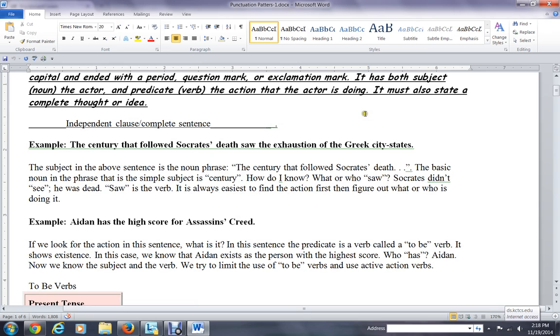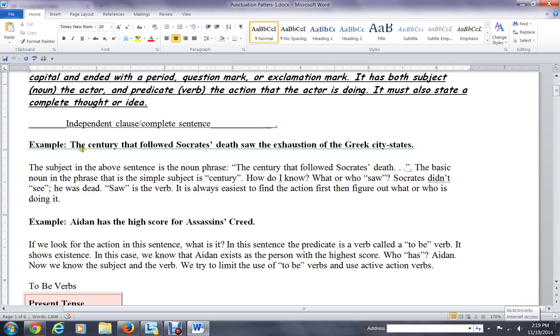If you call someone in the middle of the night and say, "She ran," well, that has a subject, it has a verb, but it doesn't have a complete thought or idea, because that person being awakened out of sleep would not understand what that meant. So it must also state a complete thought. So let's look at one example.